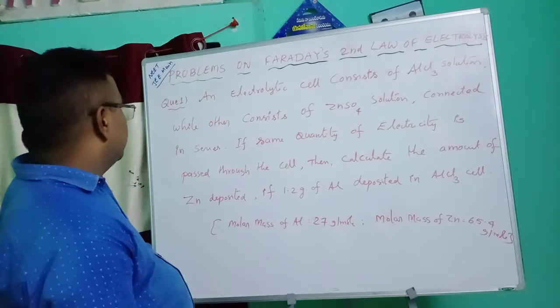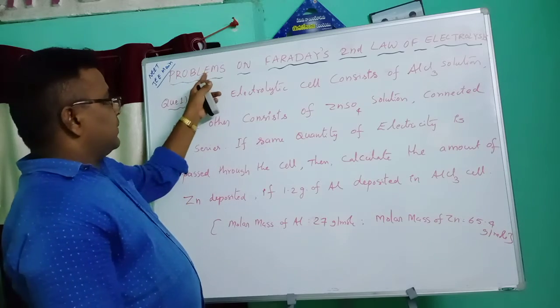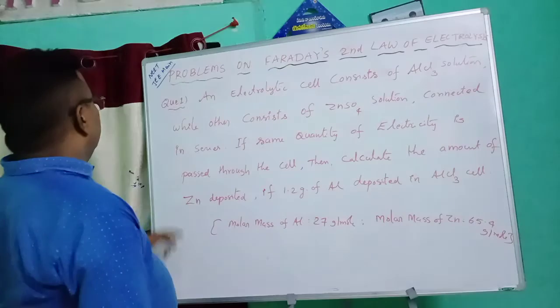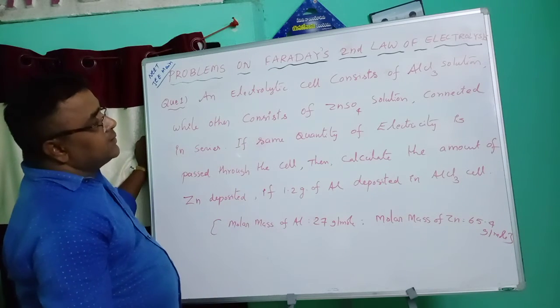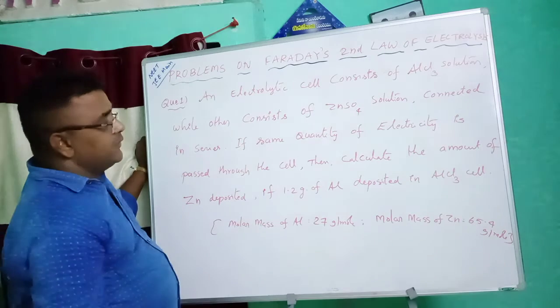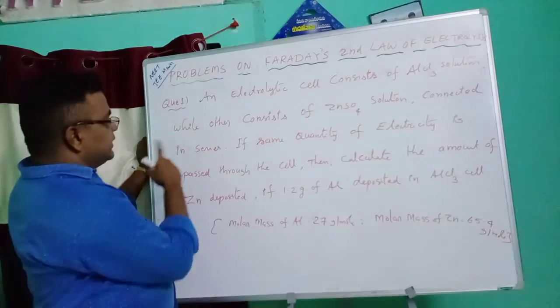So, dear students, today in this class we have to explain the problems on Faraday's second law of electrolysis. So, question one is: an electrolytic cell consists of aluminum chloride solution while the other consists of ZnSO4 solution, zinc sulfate solution, connected in series.